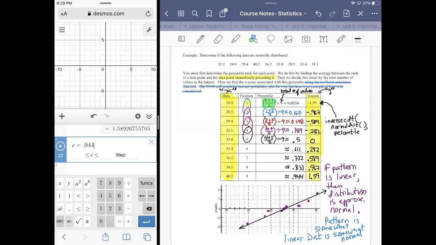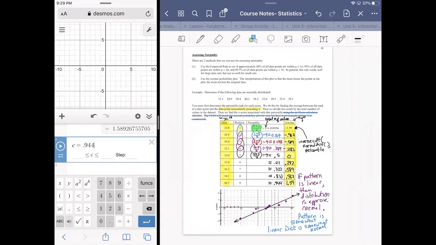Professor, question. Is this a graphical distribution? Say it again? Is this a graphical distribution? This is a type of a graphical distribution, yeah. Okay. All right.